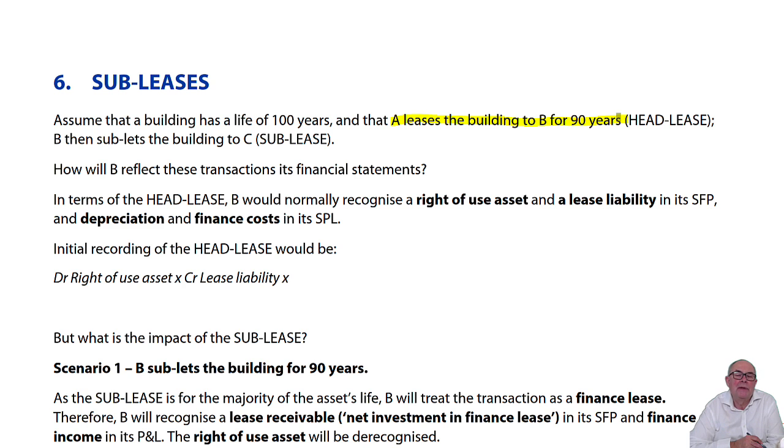of the building. I'm not going to worry about the books of A. For the moment, I want to focus on B. When A leases the building to B, that's called the head lease. B then sublets the building to C for, again, a period of time, the sublease. Head lease at the top, sublease underneath.